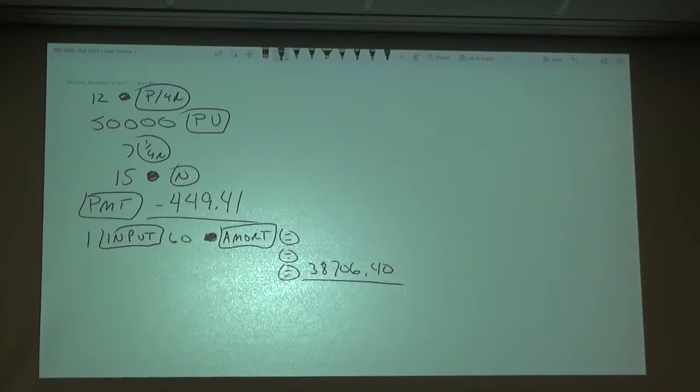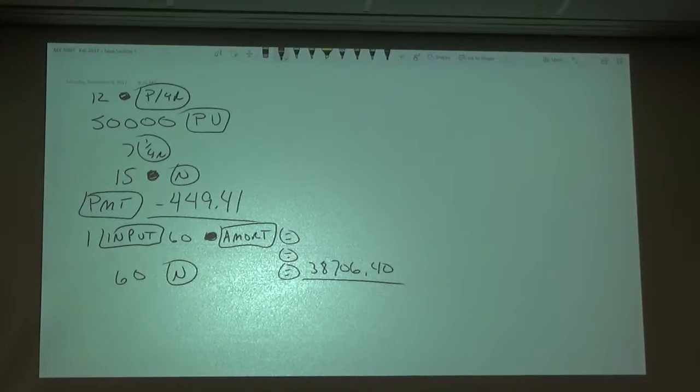Once you have the actual loan information in and you solve for payment, then you can simply put in 60 in, or 5 shift in, to say, okay, we want to find out what the balance is going to be at the end of 60 months, and then simply solve for future value. Try it. Just put in 60 in or 5 shift in, solve for future value. Boom. $38,706.40.